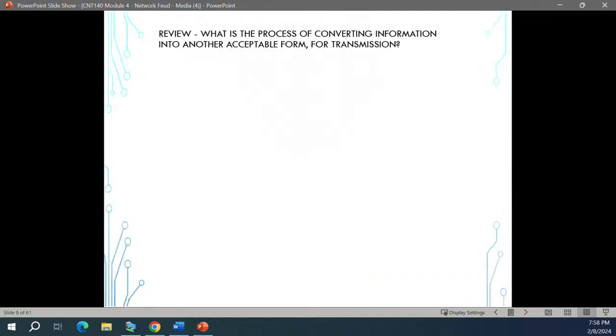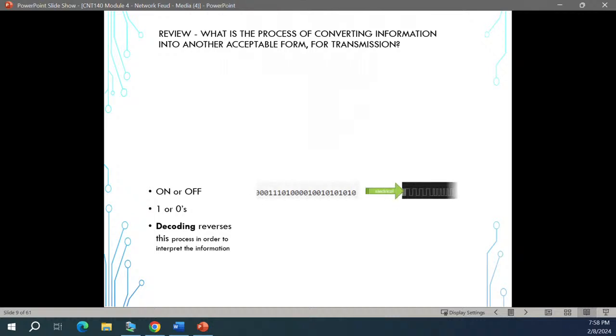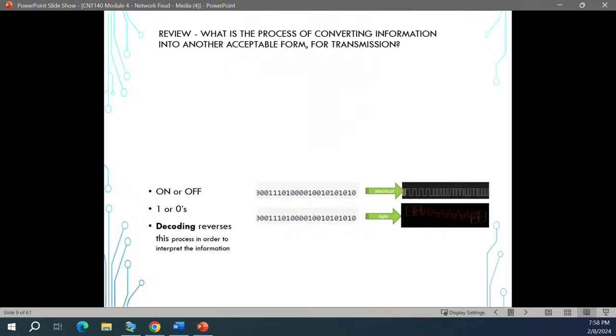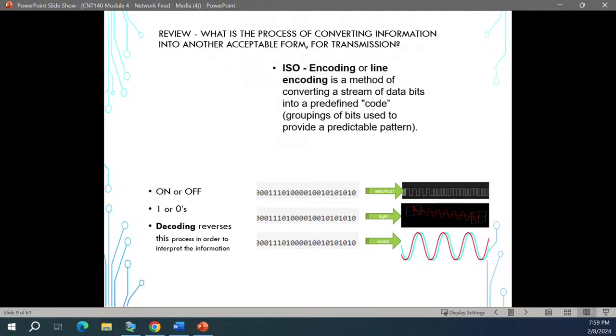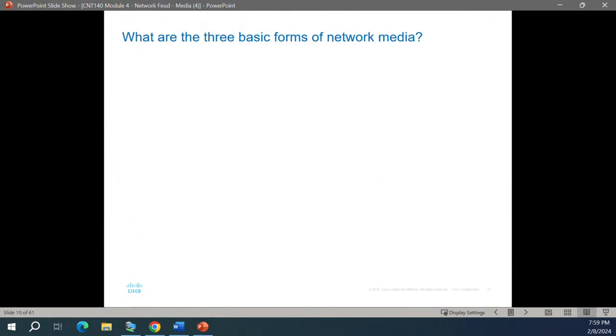What's the process of converting information into another acceptable form of transmission? Everybody? Encoding. Good job. And again, what does it look like? We're taking these 1s and 0s, and we're taking an electrical impulse, right? And we're assigning, if the electricity is on, that is a 1. If the electricity is off, that is a 0. This is what it might look like if it's light. We've got light waves. The height is going to be on, the low peak will be off, and then we have sound. We've got our radio waves, okay? We've got that. Method of representing.